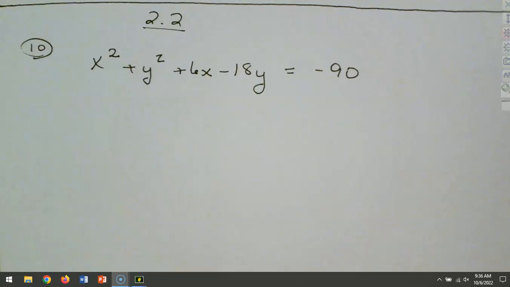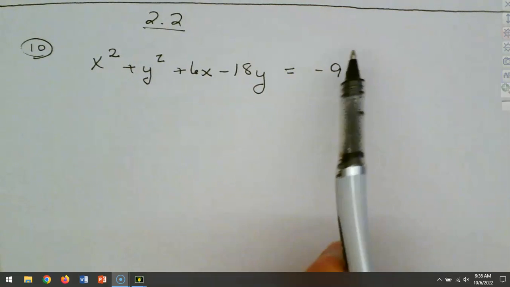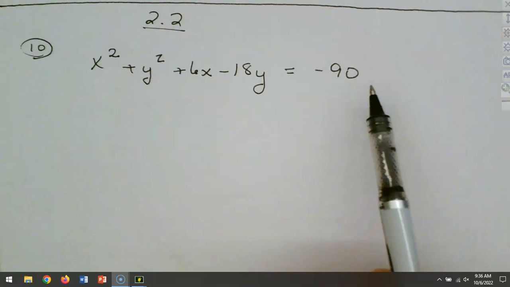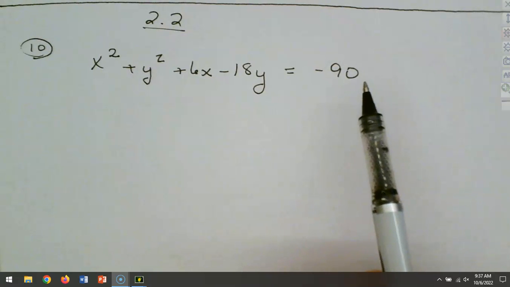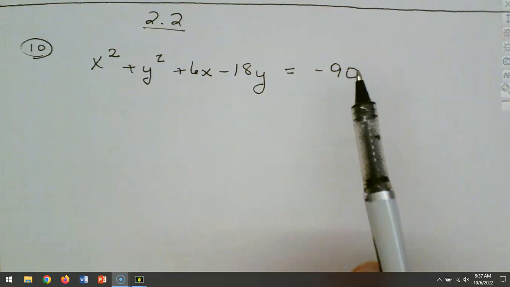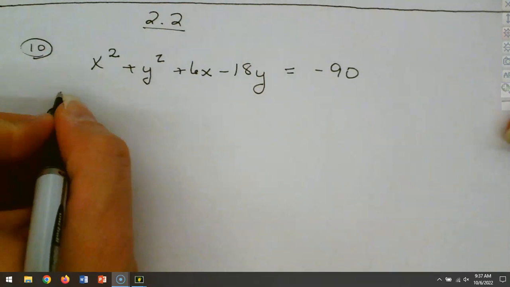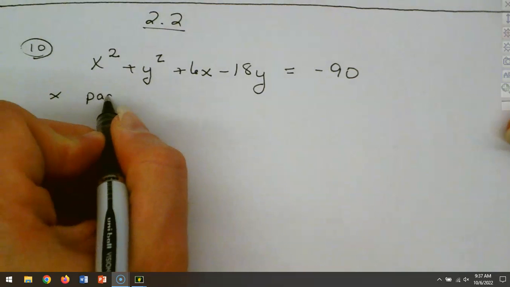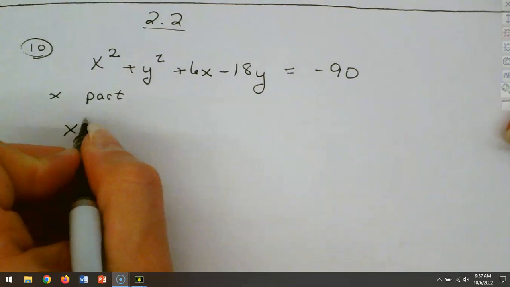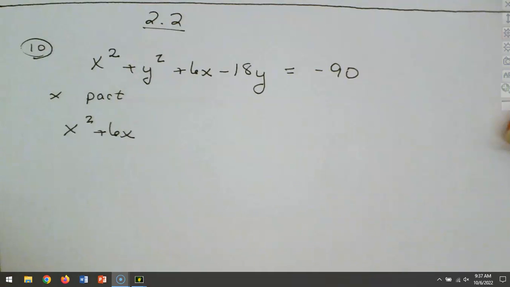Now, what makes something a circle? When we get it in center-radius form at the very end, this number had better be positive, right? If it's negative, it's non-existent at the end. If it's 0, that means it's not a circle and it's simply a point, which is your center. But we don't know that until the very end. Now, we're going to go ahead and complete the square. So let's look at the x part. And for the x part, we've got x squared plus our 6x.